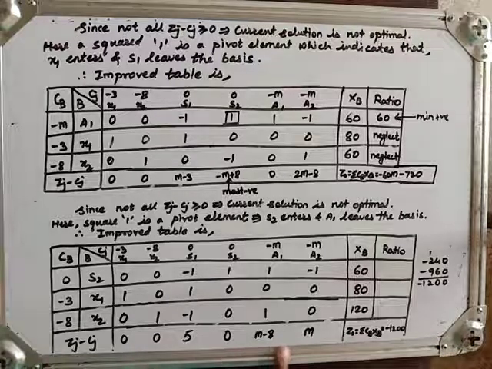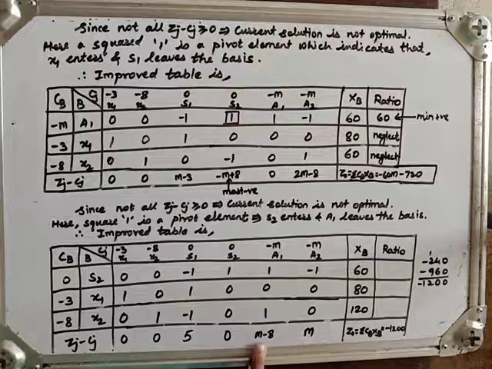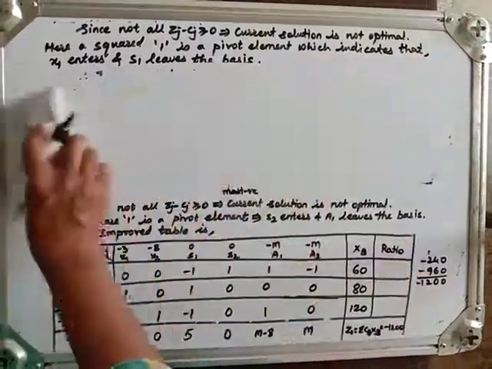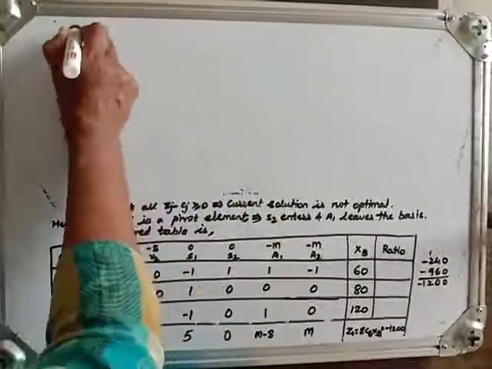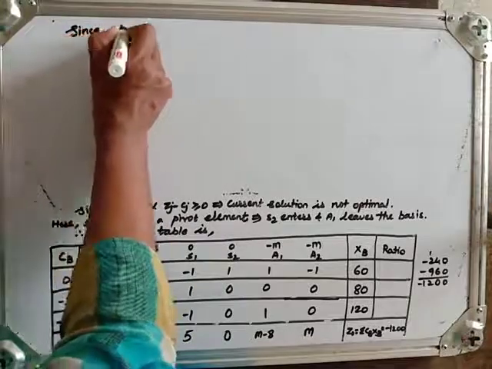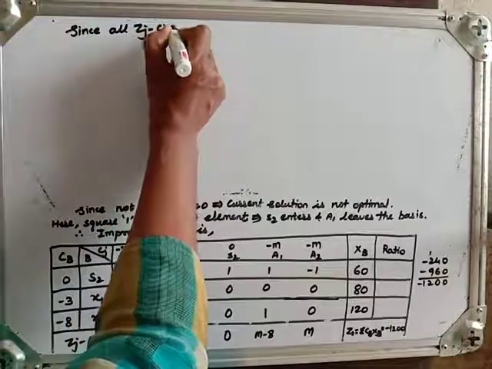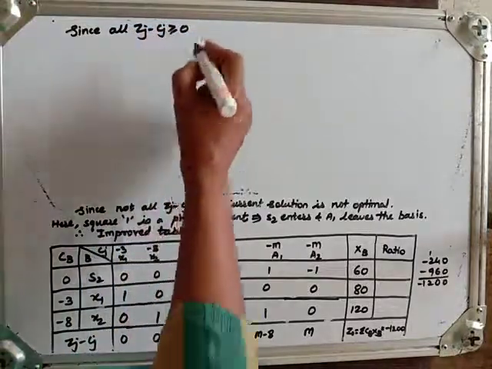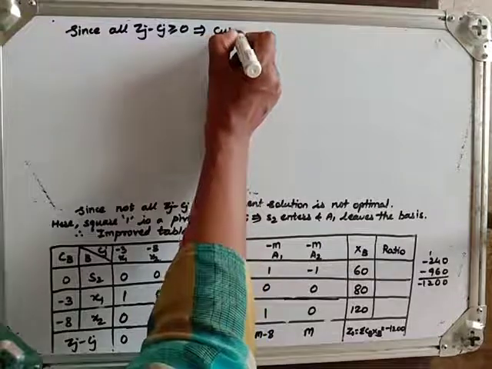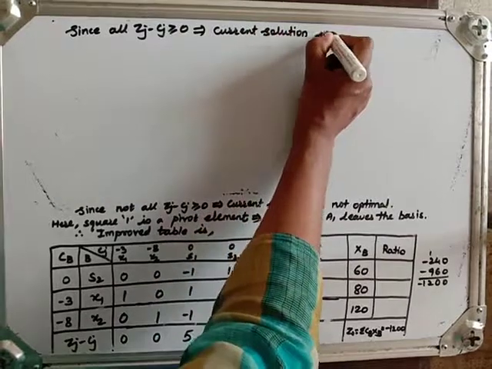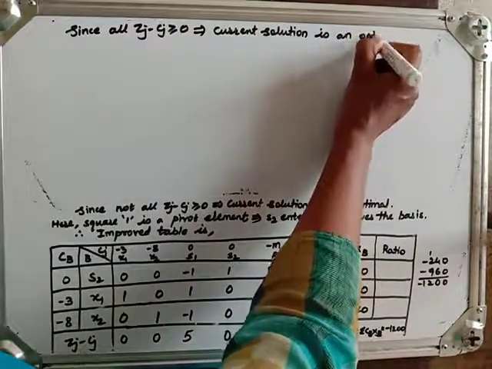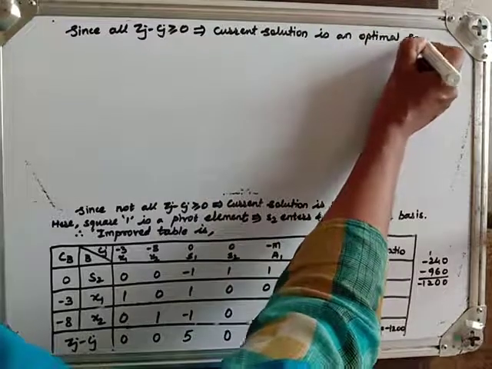Now here all Zj minus Cj are positive. This is also positive because M is a sufficiently large quantity we are taking. So this is also positive. So this is our optimal solution. So I must write, since all Zj minus Cj greater equal 0, this implies the current solution is an optimal solution.